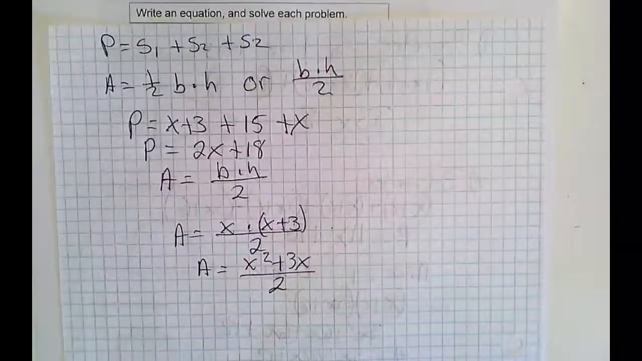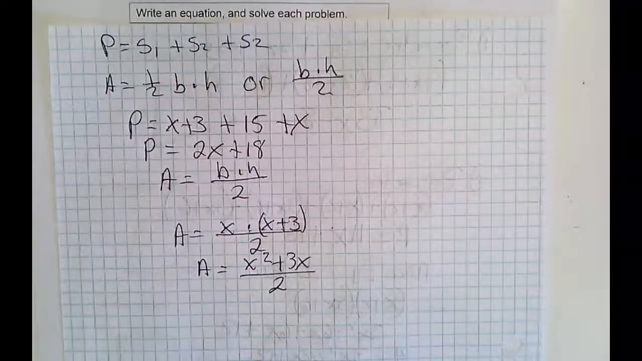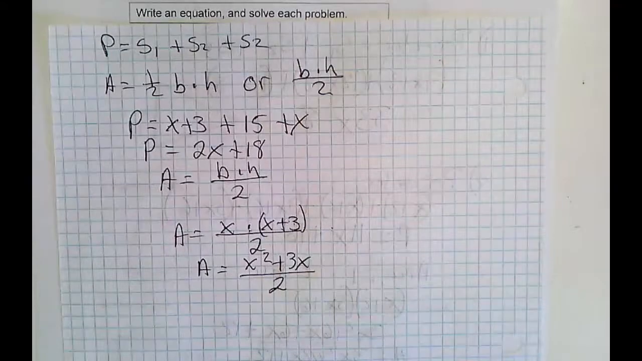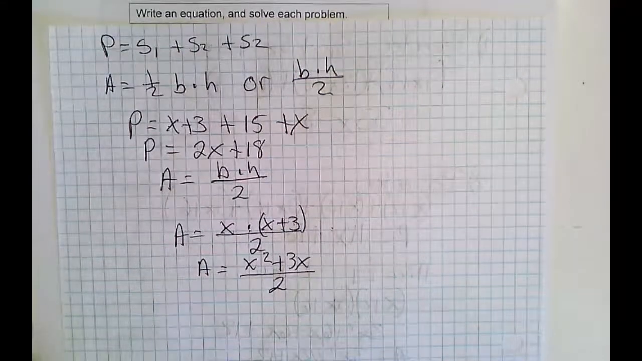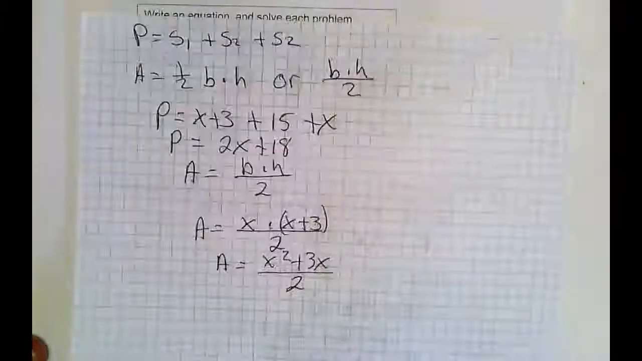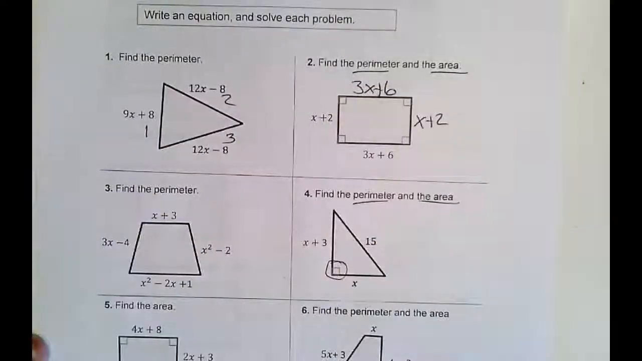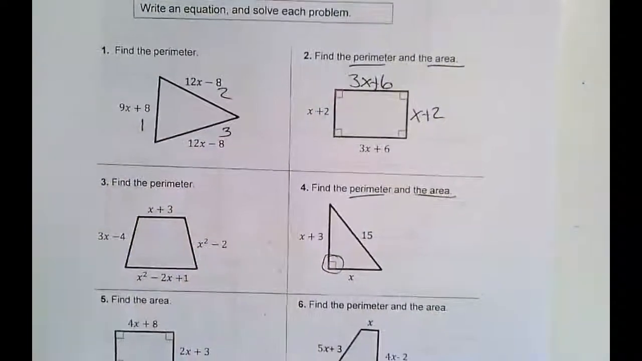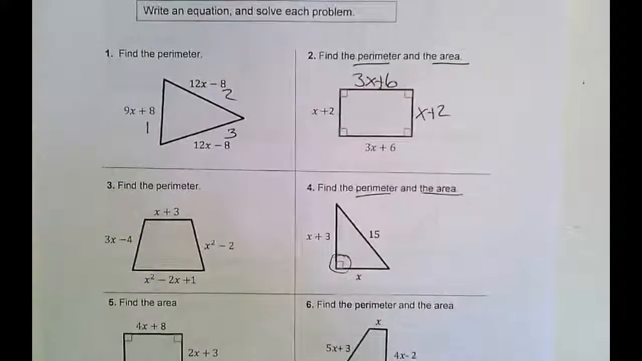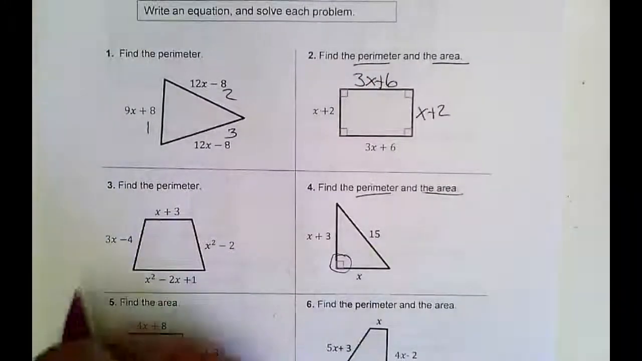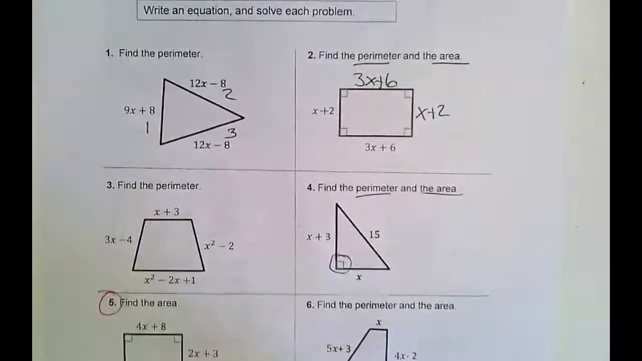And now you're done. Okay, very simple, very easy. So what I'd like for you to do on this front side, I've done 1, I've done 2, I've done 4. I would like for you to do 5 and 8 on your own. So do 5 and do 8 on your own.